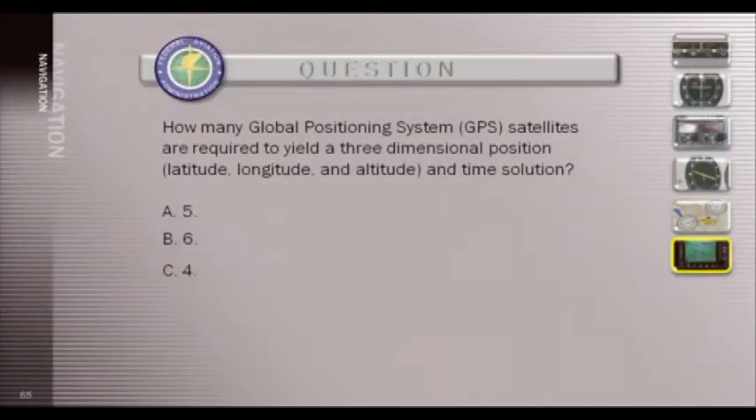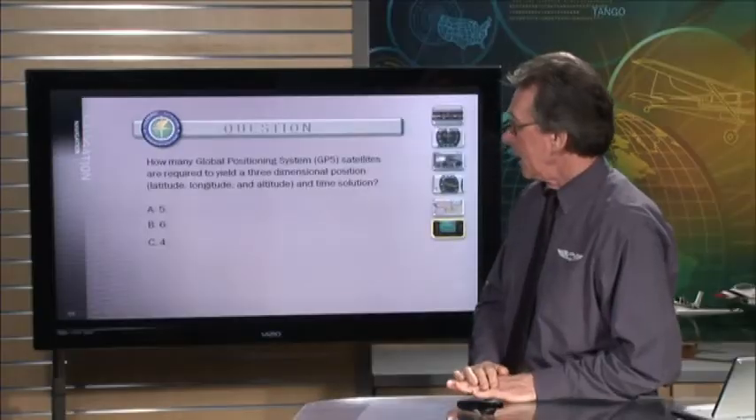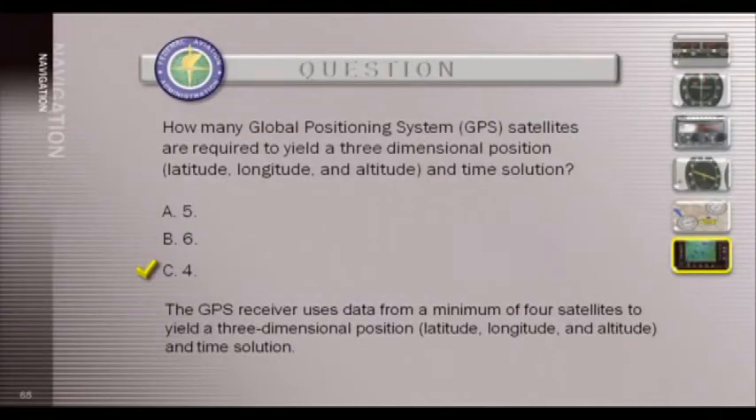And now for our final FAA test question for navigation. How many GPS satellites are required to yield a 3-dimensional position, latitude, longitude, and altitude, and time solution? How many satellites, A, B, or C? Well, the correct answer is 4, C.